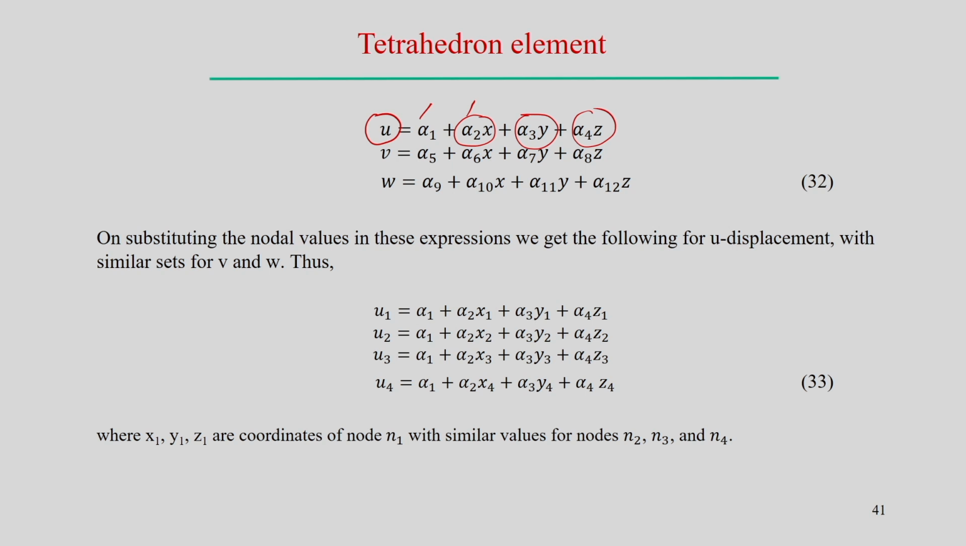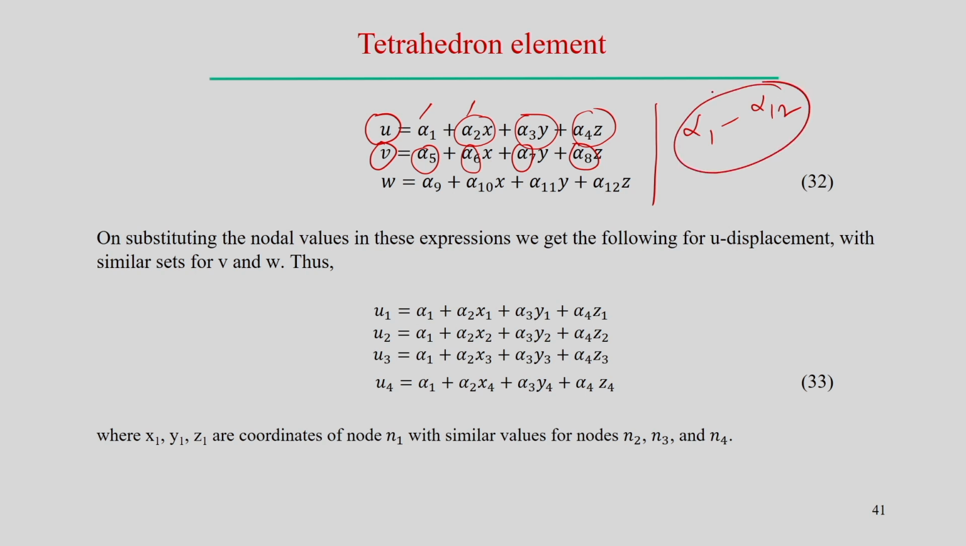Similarly, v can be defined in such a way, where you have to introduce other constant terms, alpha 5, alpha 6, alpha 7 and alpha 8, all as functions of x, y and z, but it is a linear variation of the displacement field within the element. Similarly, w can also be represented in such a way. So, here u, v, w are the general variables, the displacement fields along x, y and z, and they constitute basically alpha 1 to alpha 12. So, there are 12 constant terms.